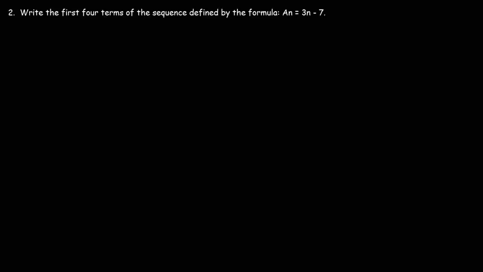Number 2, write the first 4 terms of the sequence defined by the formula a sub n is equal to 3n minus 7.